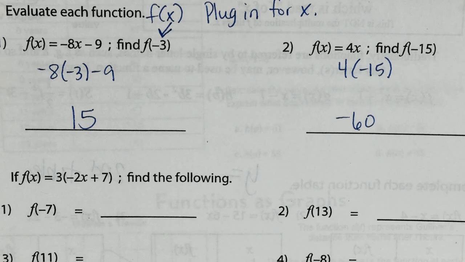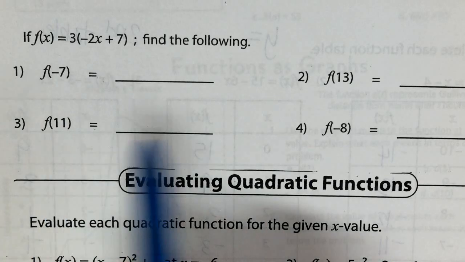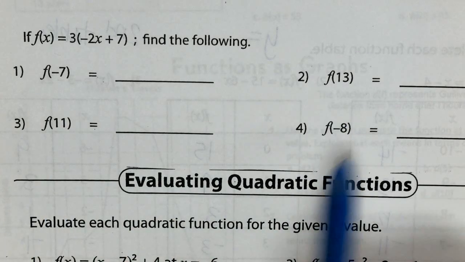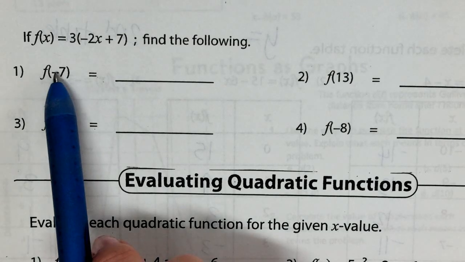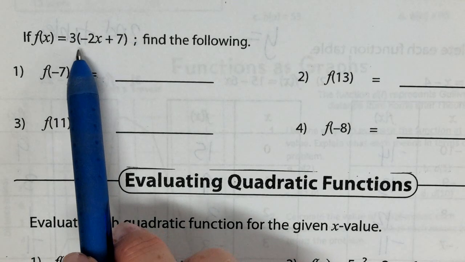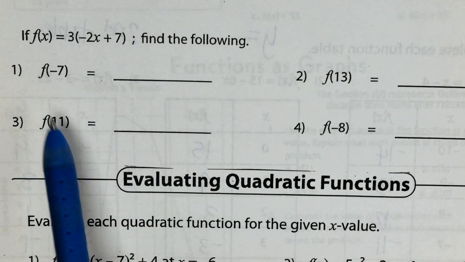Did y'all all get negative 60? Okay, now look at the next one. It says if f of x equals 3 times negative 2x plus 7, find the following. F of negative 7, f of 11, f of 13, and f of negative 8. All they're asking you to do is plug in for x. Now, since I'm doing the same function, do you think it would be faster for me to use my y equals button? Yes, because I am trying to solve for multiple.